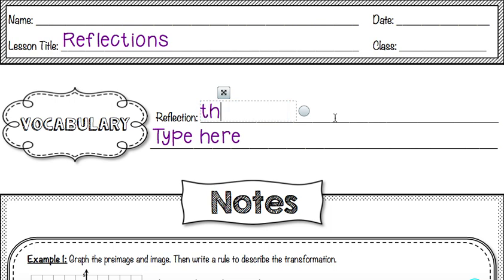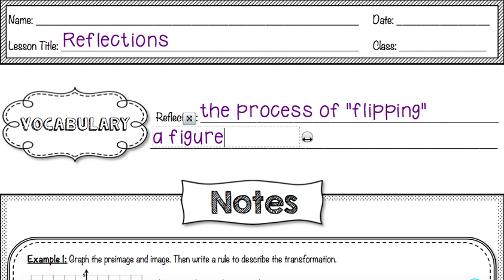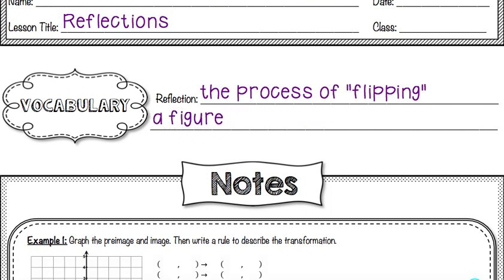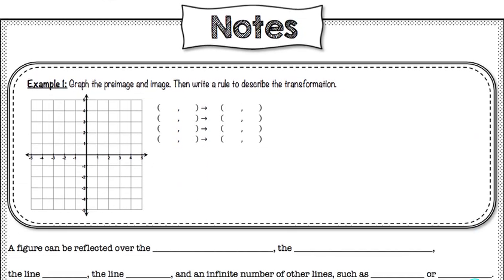A reflection is the process of flipping a figure. Reflection is the process of flipping a figure. And we are going to look at a few examples of how you actually reflect figures. So let's start with example 1.